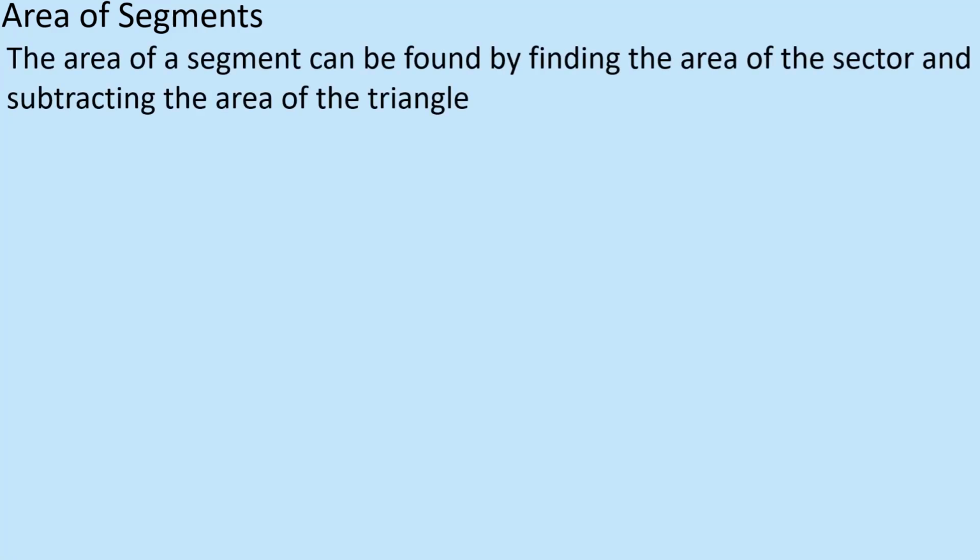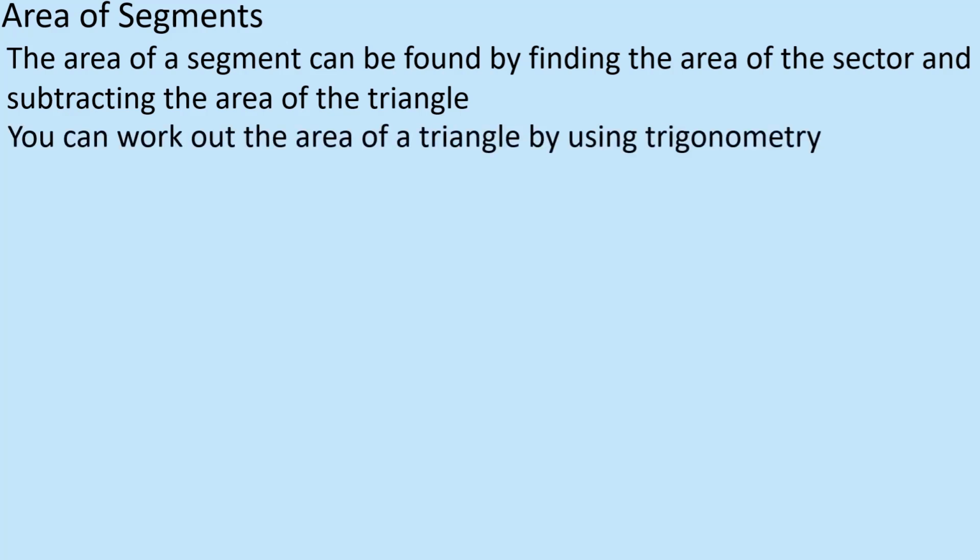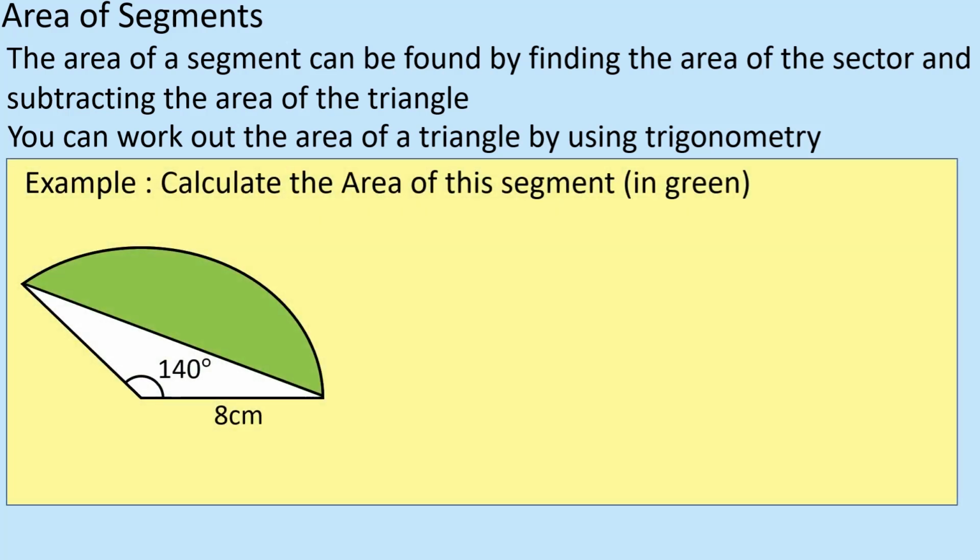So the area of a segment can be found by finding the area of a sector and subtracting the area of a triangle. But to work out the area of a triangle, you need to use trigonometry, which is the sine way of doing it. As I'm going through it, if you're thinking I don't have a clue what he's talking about, then please look at the other couple of lessons I mentioned. So, calculate the area of the segment in green. That's this bit here.